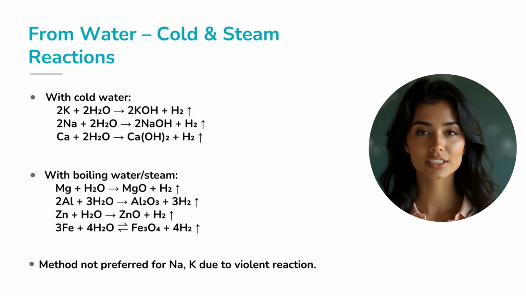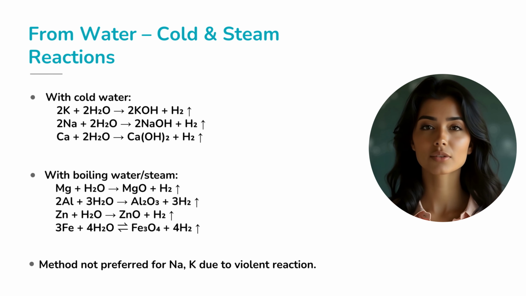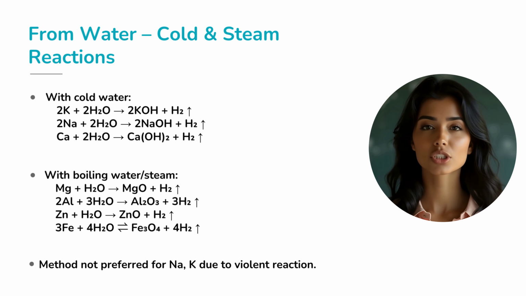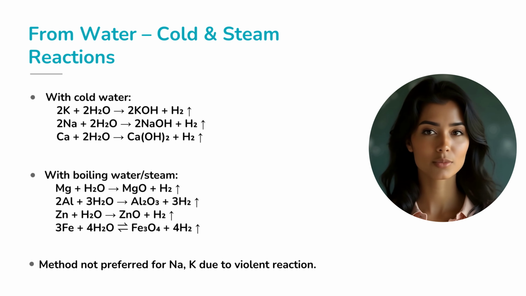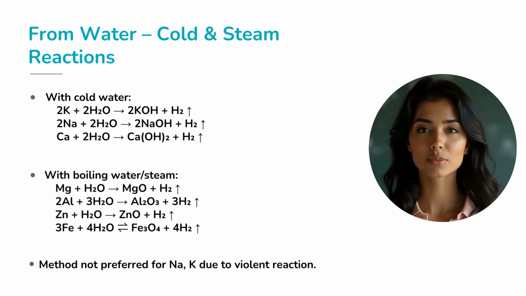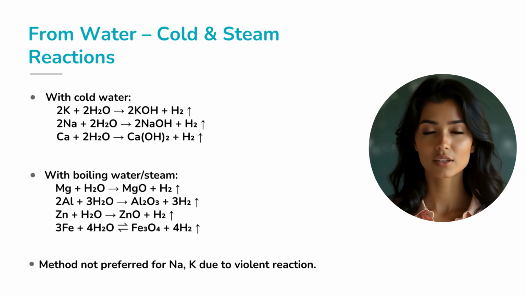When alkali metals like potassium and sodium react with cold water, the reactions are quite violent. For example, potassium reacts with water to form potassium hydroxide and hydrogen gas, as shown in the equation 2K + 2H2O → 2KOH + H2. Similarly, sodium follows suit with a reaction that releases hydrogen gas and produces sodium hydroxide. However, these reactions are so explosive that they're not ideal for preparing hydrogen safely.